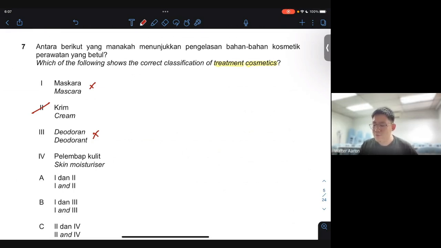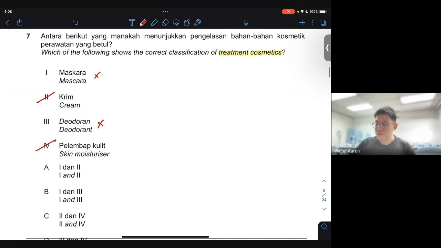Okay, and number 4 over here is a skin moisturizer. Now, is the skin moisturizer a treatment cosmetic? I'll say yes. Why? Because skin moisturizer is for people who have dry skin. For example, if you have an eczema attack, the person will scratch like crazy and then they have bleeding, because their skin is extremely dry. So people with dry skin normally apply what we call a skin moisturizer, and it's able to moisten the skin, and it will prevent cracks and prevent any itchiness from forming. So the best answer here will be 2 and 4, which is C. Okay.